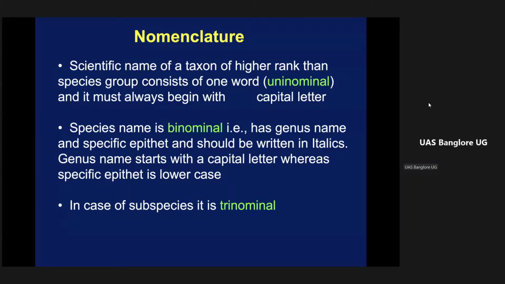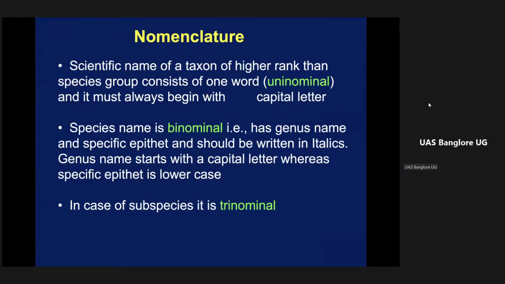It is binomial nomenclature. Suppose there are some cases where we have trinomial nomenclature. If there is a subspecies, then it becomes a trinomial nomenclature. And how do you write the scientific names? The first, the genus name, should always start with a capital letter. So Musca, M should be capital. Clear? So the first letter M should always be capital.